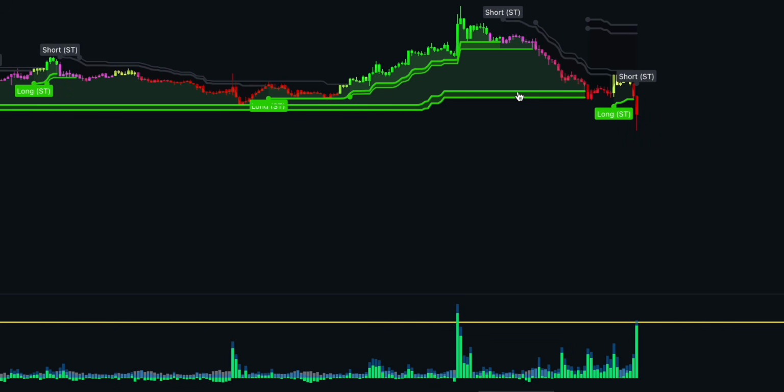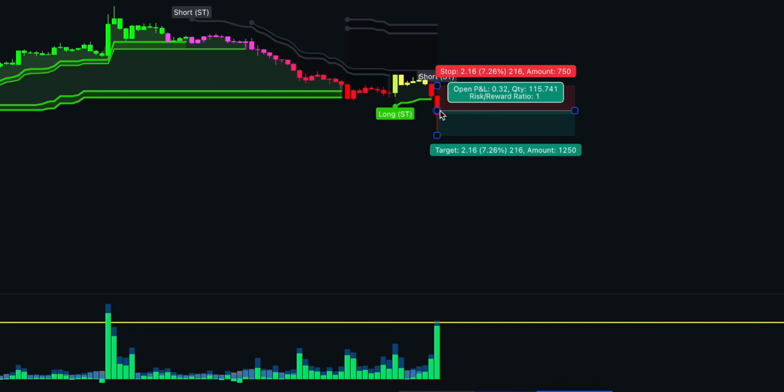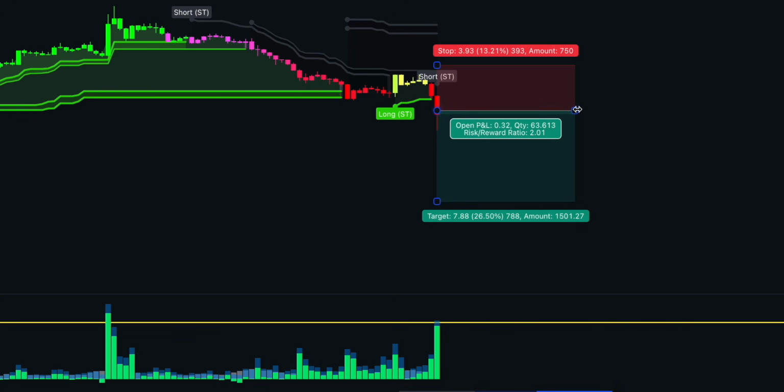Open a short trade at the close of the price bar. Set the stop loss a couple of pips above the supertrend line. Target a minimum of 2 times the risk.